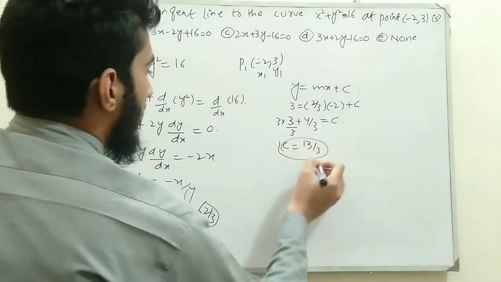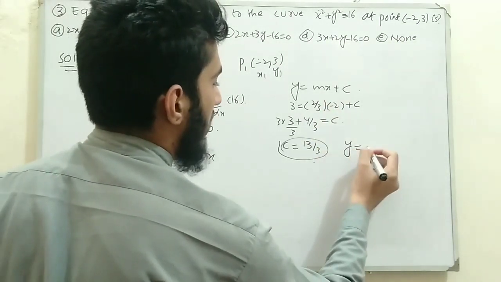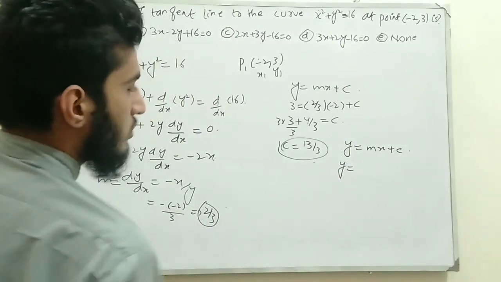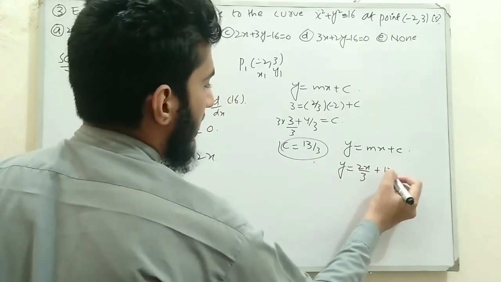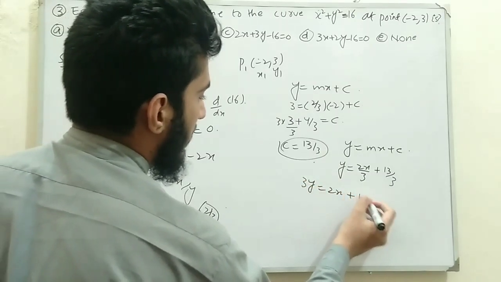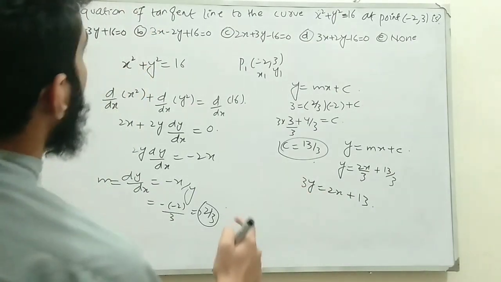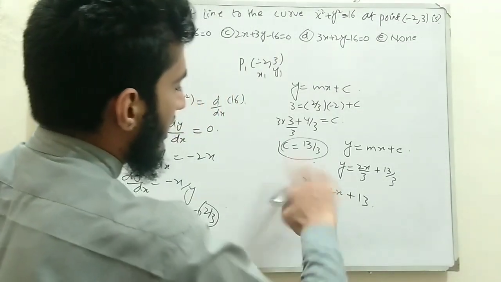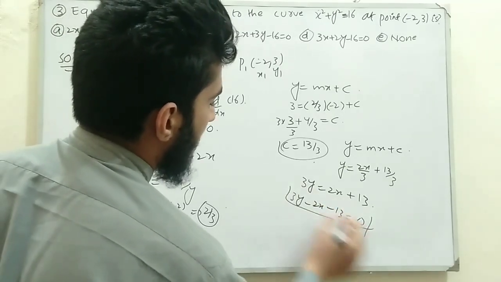This is the constant. Now we can find the equation of the tangent line easily by putting the values in the equation y is equal to mx plus c. So by putting the values it becomes y is equal to 2 by 3 multiplied by x, so 2x by 3 plus the constant 13 divided by 3. Multiplying 3 to both sides it becomes 3y is equal to 2x plus 13. So this is the equation. Now shift 2x plus 13 to the left hand side, since in the options we have 2x. It becomes 3y minus 2x minus 13 is equal to 0. So this is the equation of the tangent line.